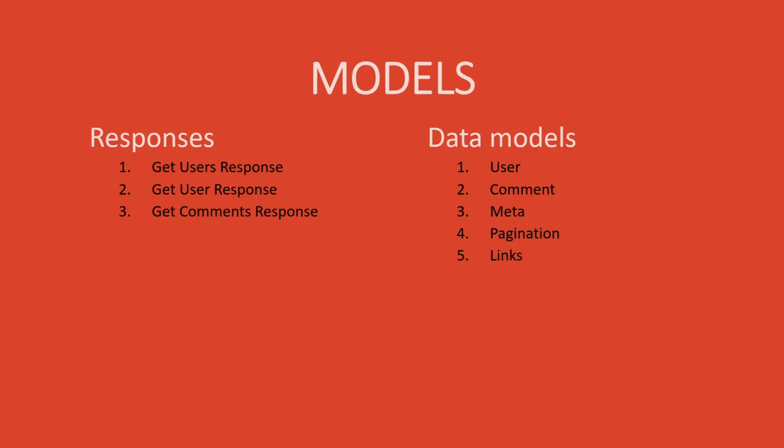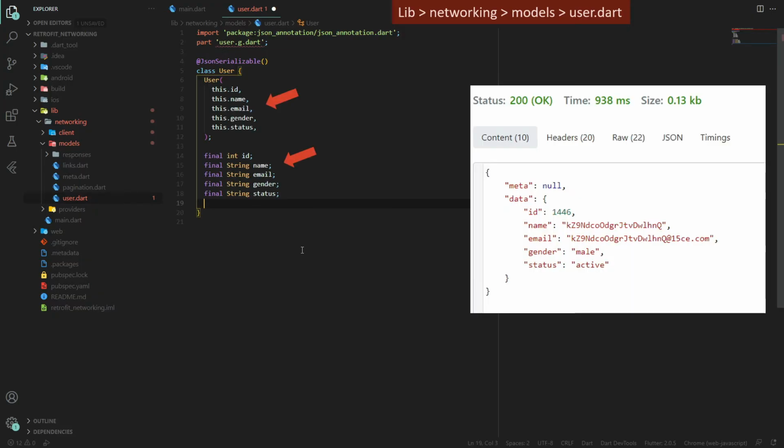Now that we have API client methods ready, we need to implement all the models and response objects. We can define them based on the responses. We have one response for getting list of users, one for single user, and one for list of comments, encapsulating objects of user, comment, meta, pagination, and links. Based on the responses we saw, we add fields for ID, name, email, gender, and status.